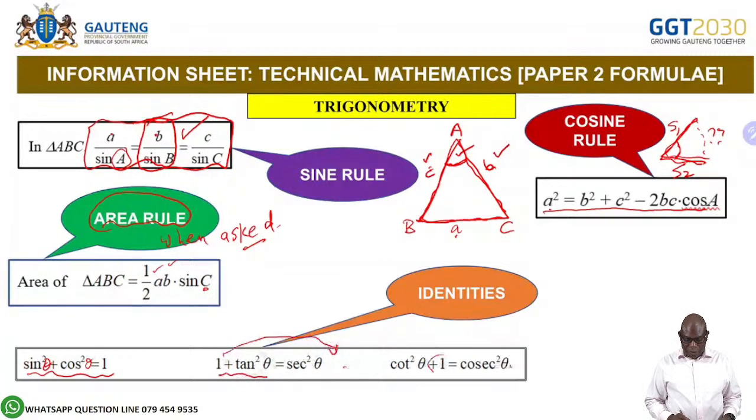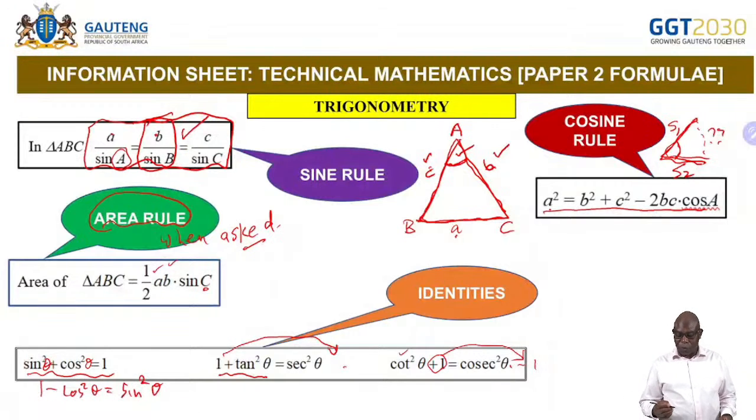Okay, if I take for instance this one and put the 1 on the other side, then I say cos squared theta minus 1, and the answer will be negative sine squared of theta. So we play around with them, and this one also we like very much. We say 1 minus cos squared theta, and that will be equal to sine squared of theta. So make sure that you understand how to play around with those identities.